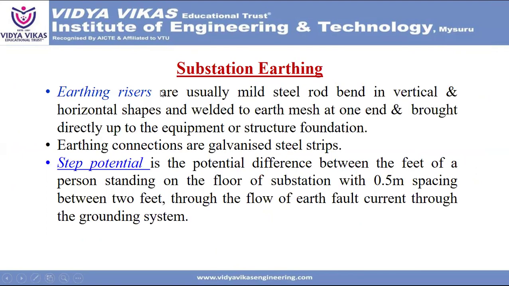Earthing risers are usually mild steel rods bent in vertical and horizontal shapes and welded to the earth mesh at one end and brought directly up to the equipment or structure foundation. Earthing connections are galvanized steel strips. Step potential and touch potential, these topics are very important. Step potential is the potential difference between the feet of a person standing on the floor of the substation with 0.5 meter spacing between the two feet, due to the flow of earth fault current through the grounding system.